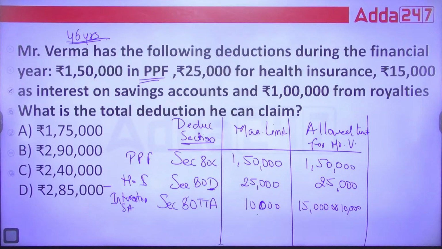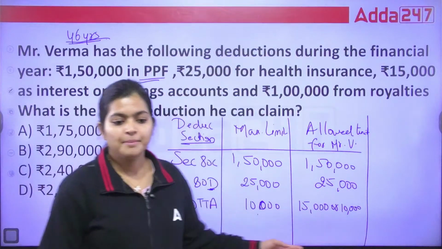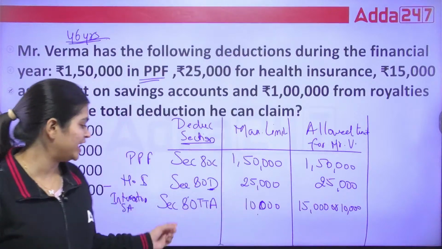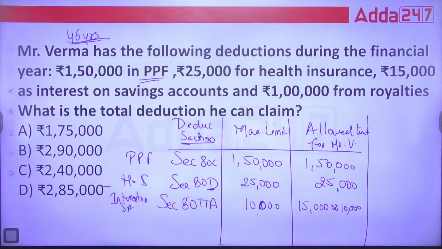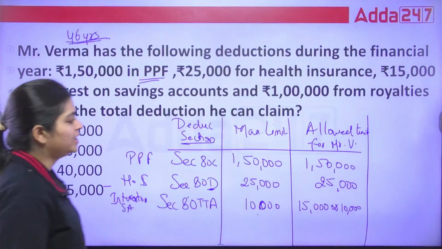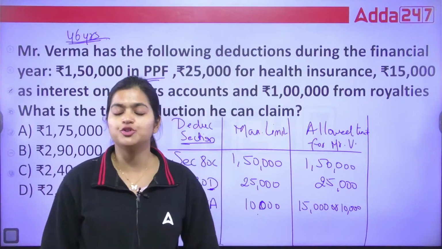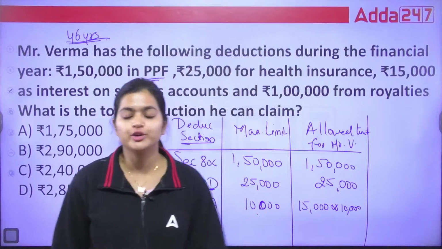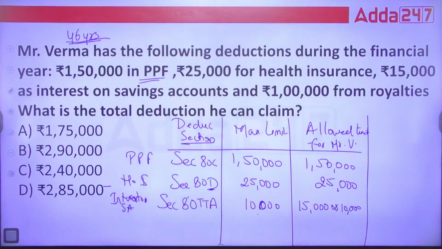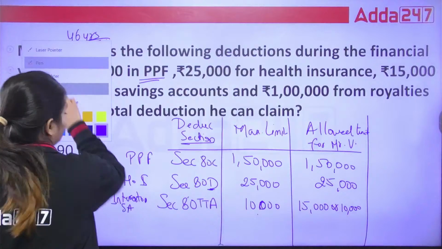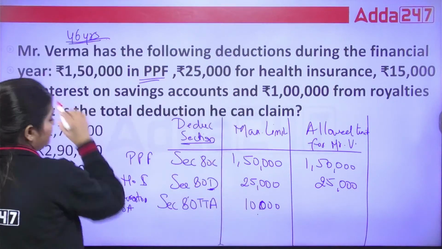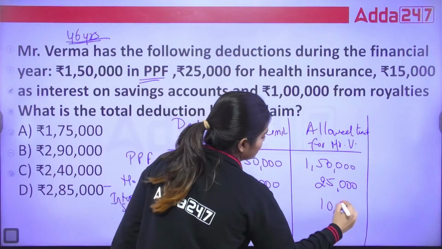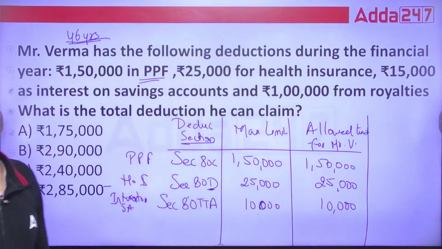How much are you going to allow as per the Income Tax Act? 15,000 or 10,000? But remember your maximum limit under section 80TTA is 10,000. So if the maximum limit is 10,000, what is the deduction amount we are going to get? That is 10,000. We cannot claim more than 10,000.